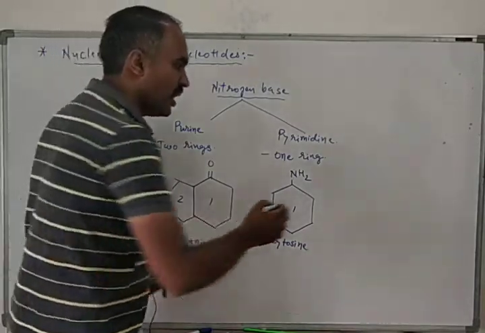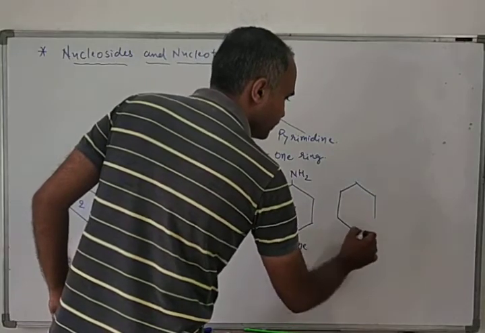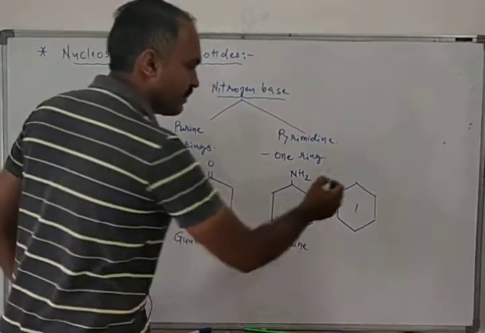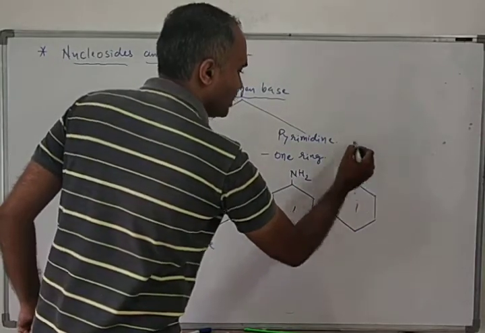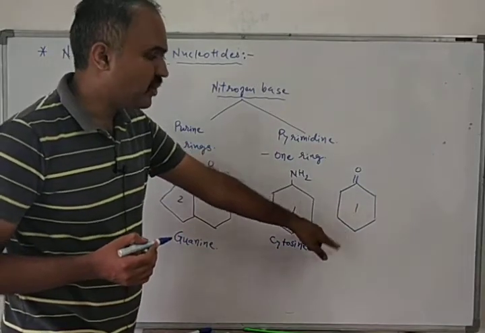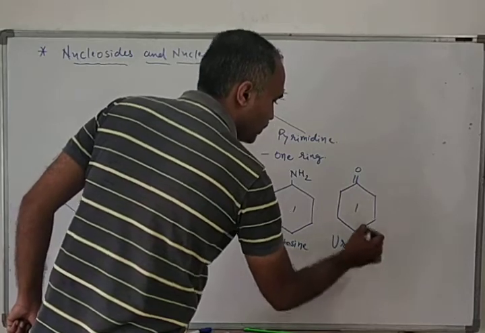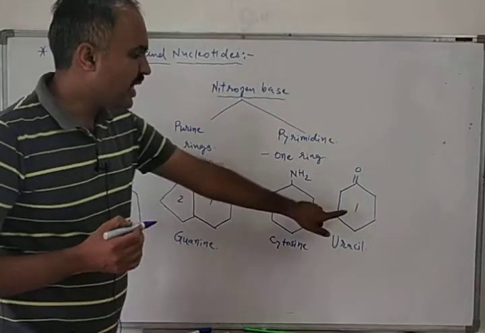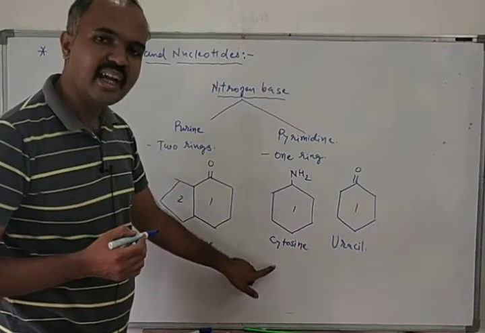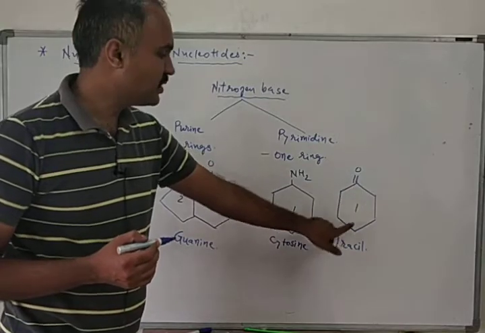Okay. Let's draw the uracil. One heterocyclic ring is there. On the top of the ring, oxygen is present. Then this nitrogen base is known as uracil. Is it clear to you? One heterocyclic ring, on the top of that an amino group is there, then it is known as cytosine. One heterocyclic ring, on the top of that oxygen is there, then it is known as uracil.